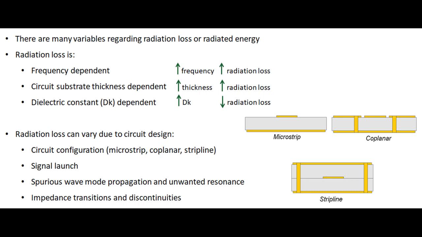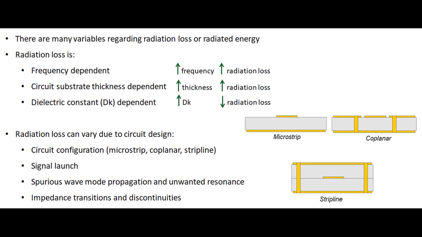And with that kind of thought, let's take a look at some of the relationships here. So the frequency relationship basically is as you go to higher frequency, there will be more radiation or radiation loss. Also, the circuit substrate thickness. The thicker the substrate, the more radiation you will get. Also, dielectric constant matters, and a higher dielectric constant will have lower radiation, and the opposite is true. Lower dielectric constant, higher radiation. And that's also why you see in a lot of antenna applications a lower dielectric constant.